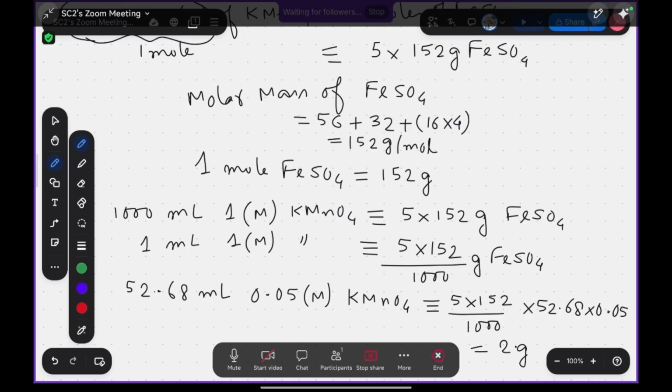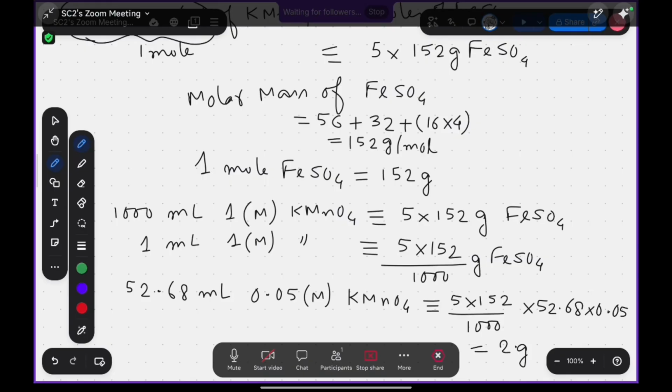So I hope you have understood the question. A reaction is given to you. The question is that if potassium permanganate is used to oxidize ferrous sulfate, and 52.68 ml and 0.05 molar KMnO4 is given to you, how much ferrous sulfate will be oxidized? This is what is asked to you.